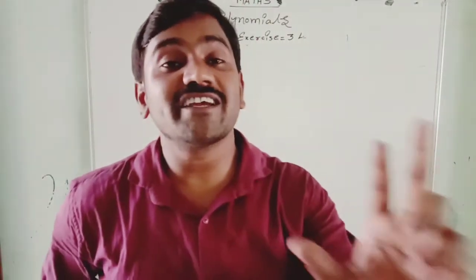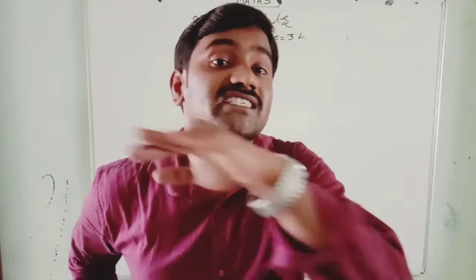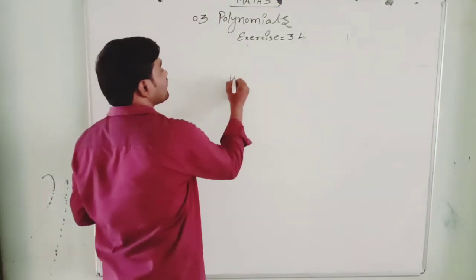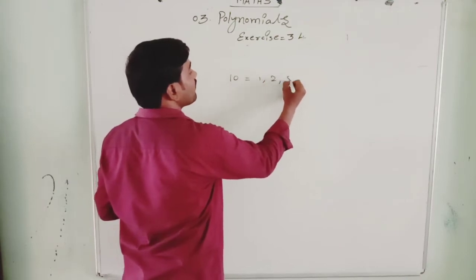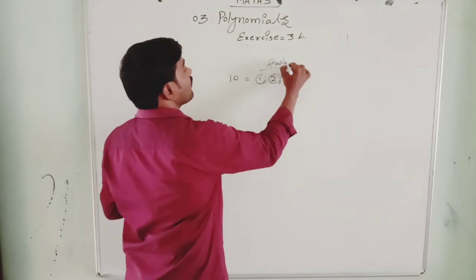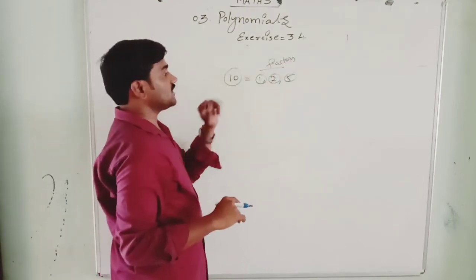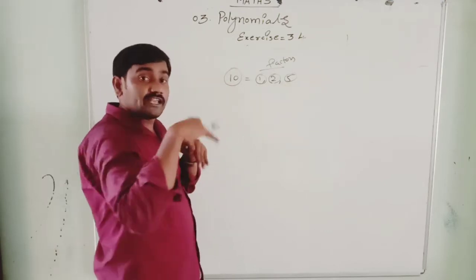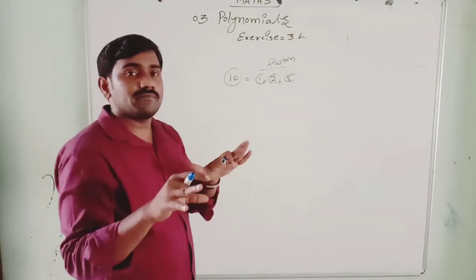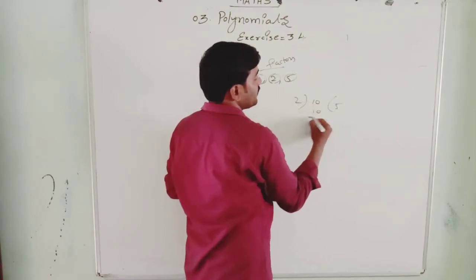What is the meaning of a factor first? A factor is a number which divides the other number exactly without leaving a remainder. Suppose the factors of 10 are 1, 2, 5. That means these three are factors which divide 10 without leaving a remainder. 2 fives are 10, 5 twos are 10. That means the remainder will give us 0. When you divide completely, the number is called a factor.